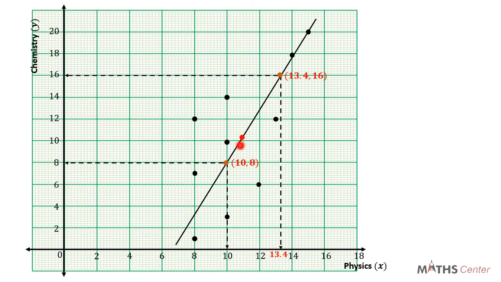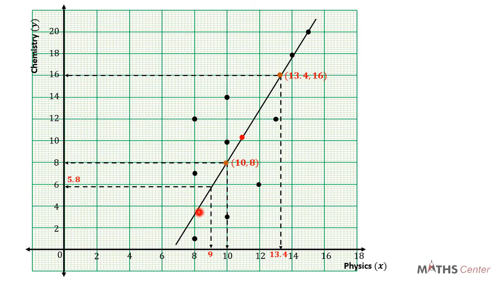So what we will do is that we will come to the graph sheet, then we will look for 9 on the physics axis, which is the x-axis. You look for 9. Then you trace it to the line of best fit or the regression line. And then after that, you trace that point to the chemistry axis. When tracing to the chemistry axis here, I'm getting 5.8.